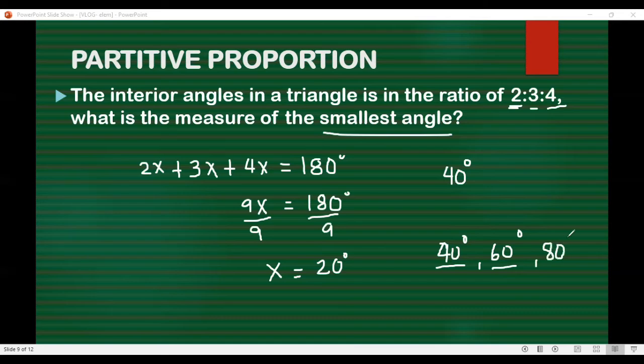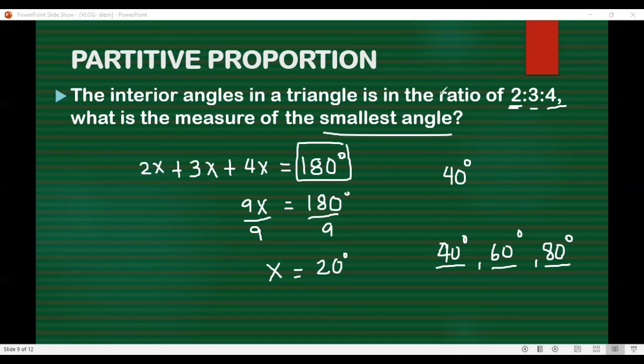And if we want to double check, there should be a sum of 180. So adding 40 and 60, that is equal to 100. And then 80, that is equal now to 180. And that is the sum of the interior angles of a triangle.